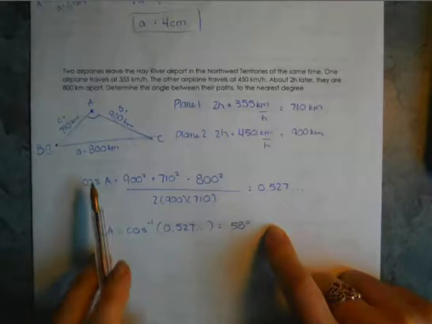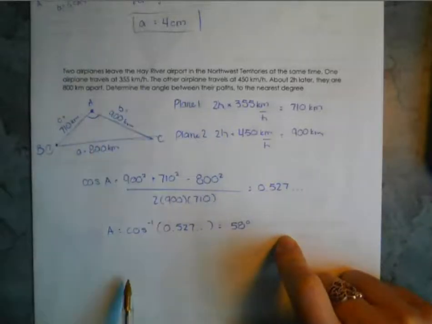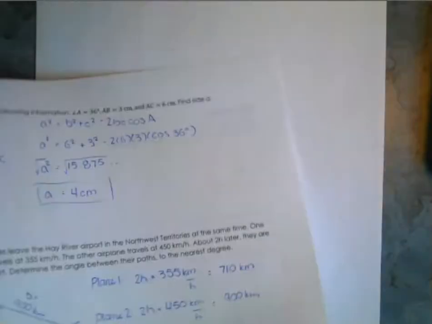Okay, so if you were answering this on a written question on a test, you would just want to write out, the angle between the planes is 58 degrees. Okay, all right, let's try one more, actually an even more complex word problem, because this involves more than just the 2 dimensions.